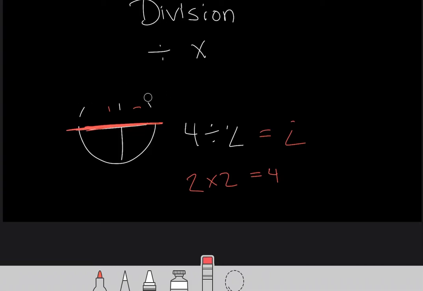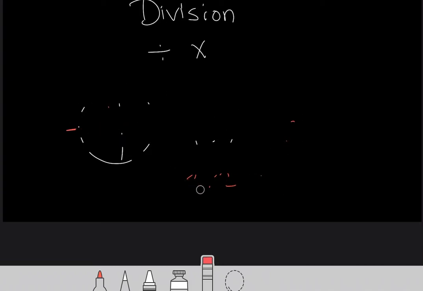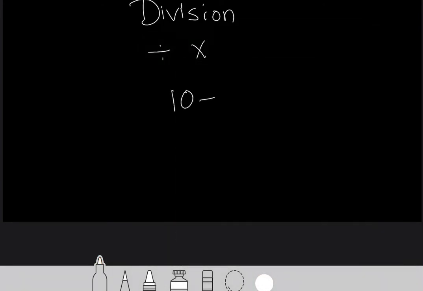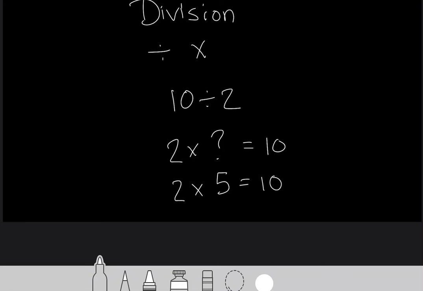If it gets a little bit harder, just think about it in terms of the multiplication. So for example, if we had 10 divided by 2, you could think of it this way. 2 times what equals 10? Well, since I know my facts, I know that 2 times 5 equals 10. Therefore, 10 divided by 2 equals 5.